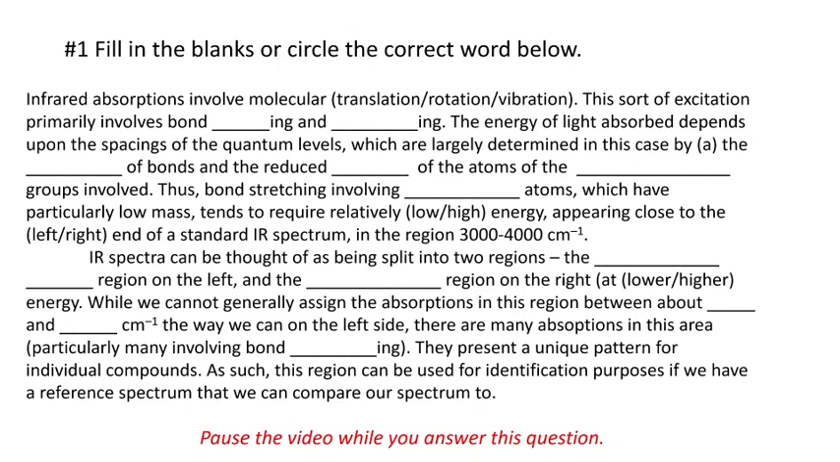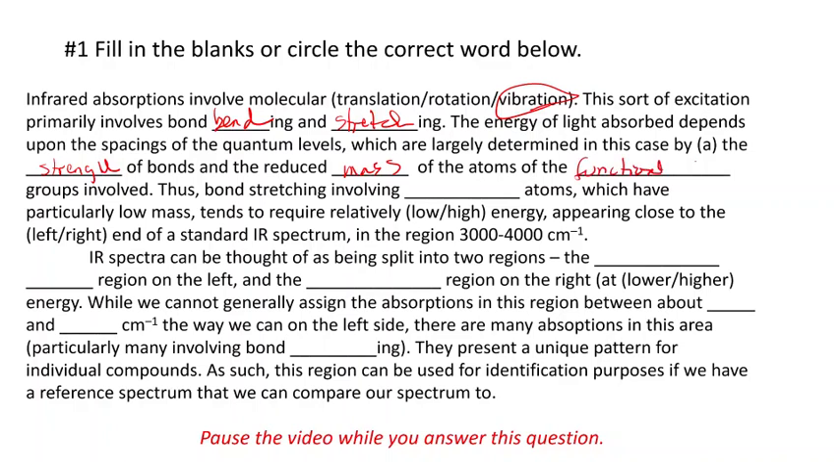Okay, here we go. Infrared absorptions involve molecular vibration. This sort of excitation primarily involves bond bending and stretching. The energy of light absorbed depends upon the spacings of the quantum levels, which are largely determined in this case by A, the strength of bonds, and the reduced mass of the atoms of the functional groups involved.